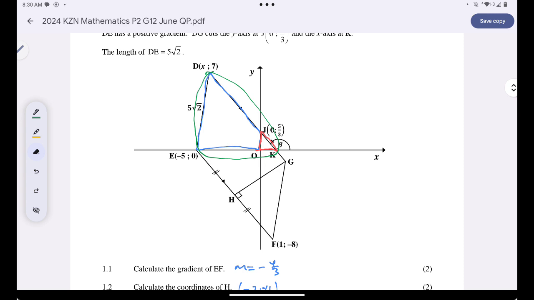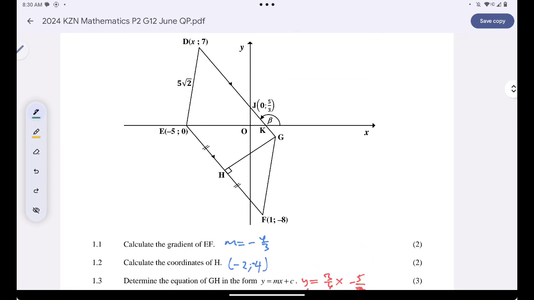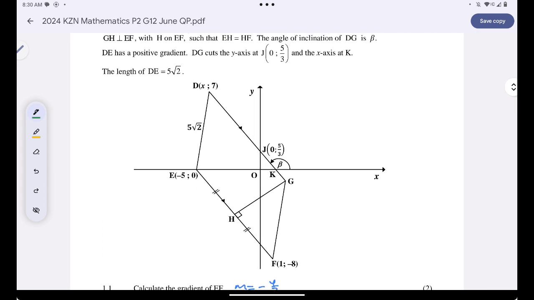How so? Firstly, I need to find the coordinates of K. What is K? K is the x-intercept, right? For me to find the coordinates of K, I need to use the equation of DG. DG is equal to negative 4 over 3x. Remember that they have the same gradient, these two. And the y-intercept is 5 over 3. For me to find the coordinates of K, I know y is 0. Just need to find the corresponding x value.